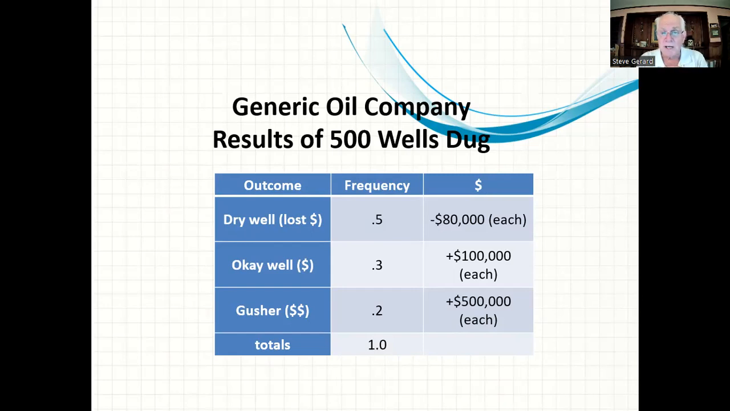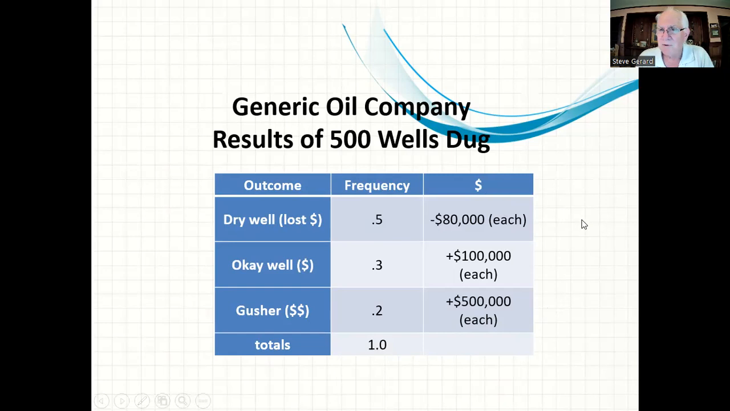Going down a step further, an okay well, 30% of the time, we've dug a well and it's done okay. It's generated about $100,000 for us. Now, that's not bad. And 20% of it, 0.2, have generated $500,000 each. This is pretty good news. Now, I'm going to assume here that this 100,000 and 500,000 is actually net, that it generates 180,000 and 580,000 to take care of the $80,000 cost of this thing. So these are net numbers in the far right-hand side.